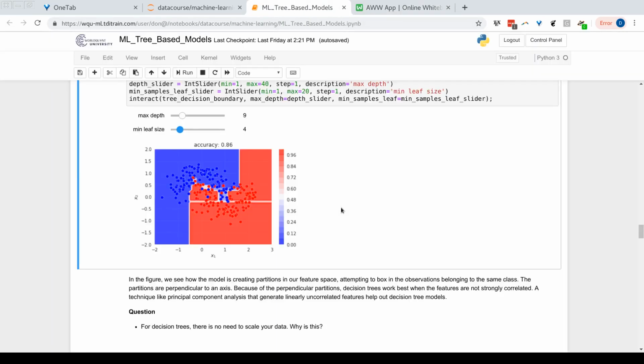In fact, there are techniques we can use to generate new features that are uncorrelated. One example algorithm is principal component analysis. We'll discuss that algorithm in depth in future lectures.